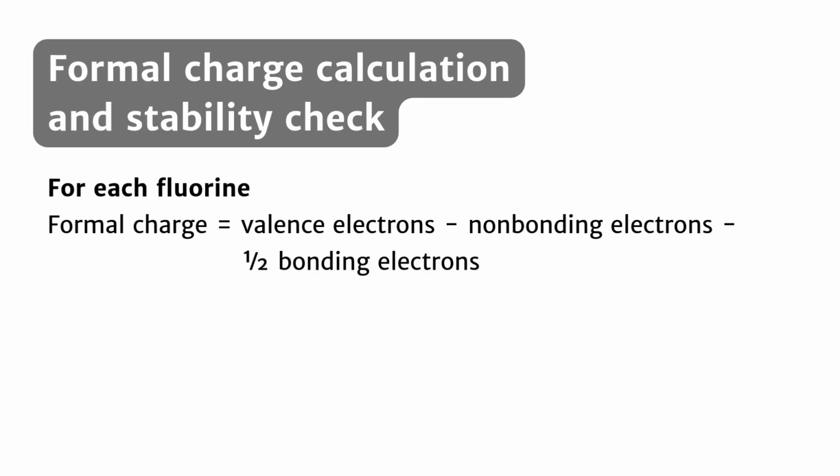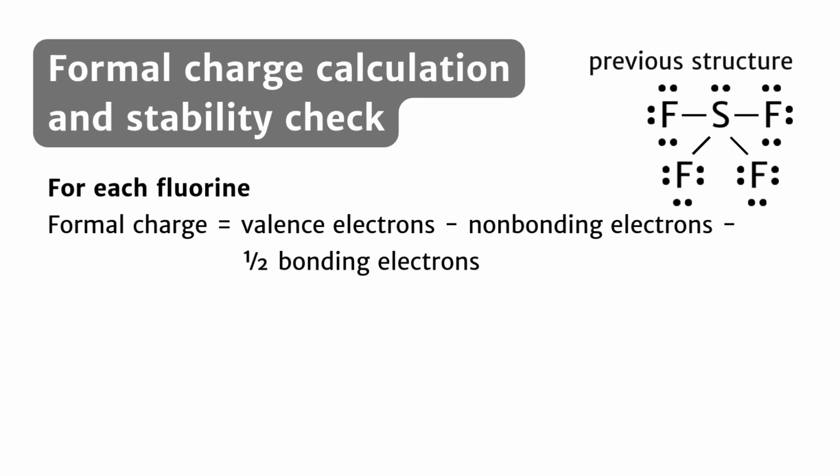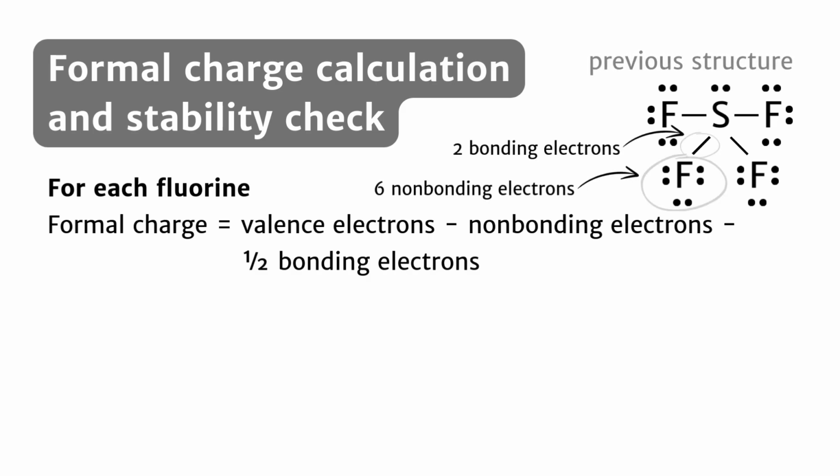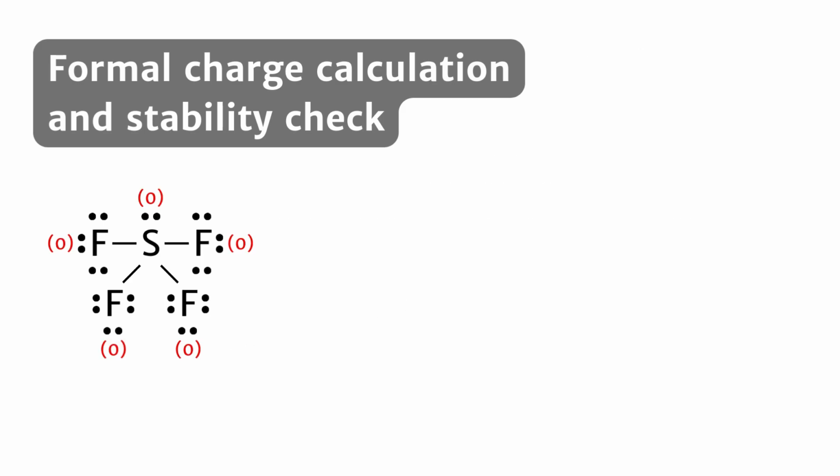For each fluorine atom, valence electrons equals 7, non-bonding electrons equals 6, and bonding electrons equals 2. So, the formal charge will be 7 minus 6 minus half multiplied by 2, which equals 0. The formal charges on the sulfur and fluorine atoms are indicated, and it is clear that the current structure is stable, as all formal charges are 0. Therefore, this structure can be considered the stable Lewis structure of SF4.